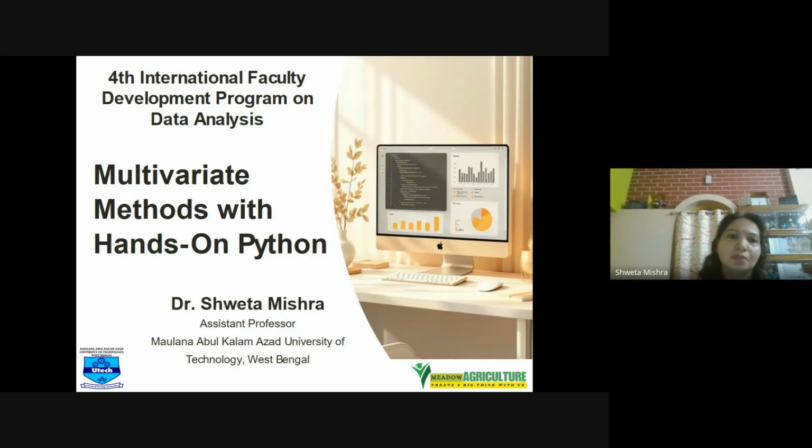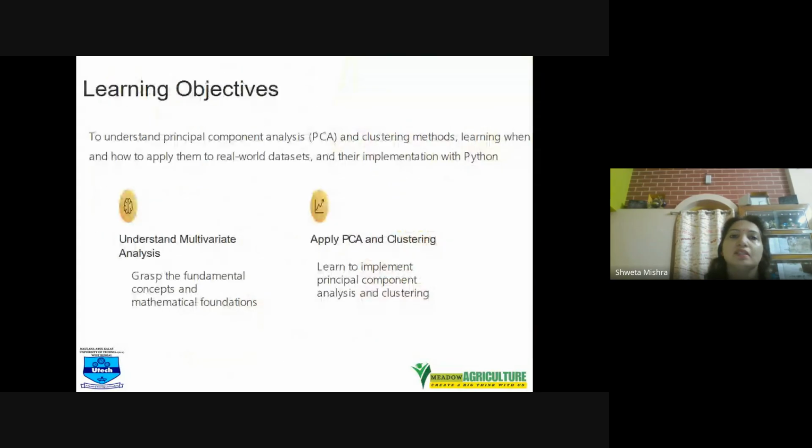My today's topic is multivariate methods with hands-on Python. So here we will discuss the topic of multivariate methods, how it is helpful in different sectors, like we can say engineering, medical, agriculture, different domains, manufacturing industries, and so on and so forth. But before proceeding to that, we first understand the learning objective. What is our objective to understand from this session?